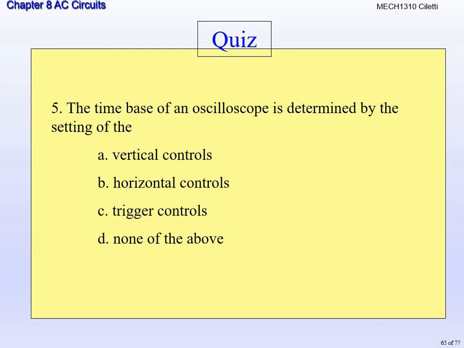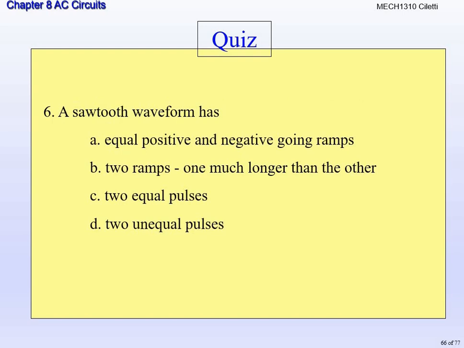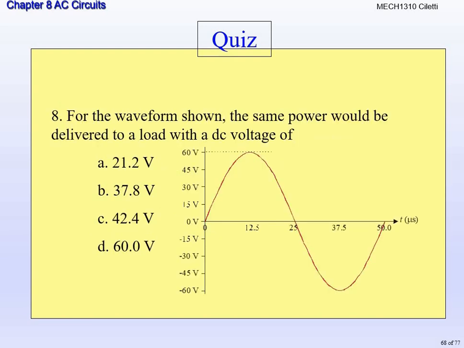The time base of an oscilloscope is determined by the setting of what? The horizontal controls. Time is on the x-axis. So when we were analyzing the boxes, we were looking at the time of the boxes in milliseconds and microseconds in the two examples. A sawtooth waveform has two ramps, one much longer than the other. It literally looks like a saw blade, and that's why it's called a sawtooth waveform.